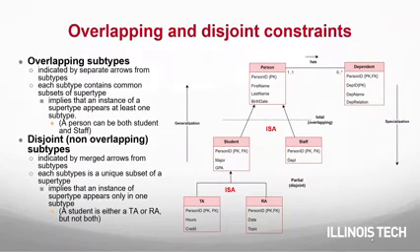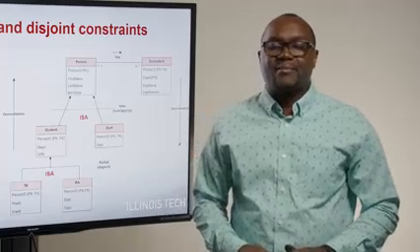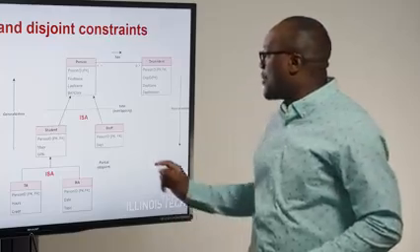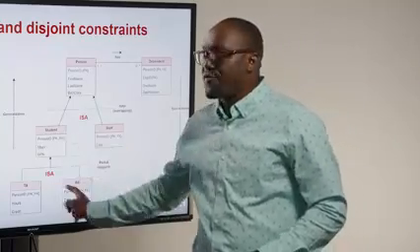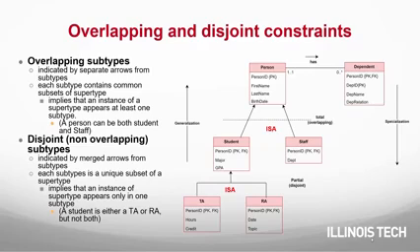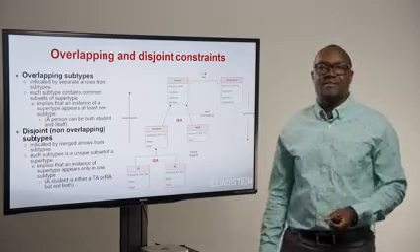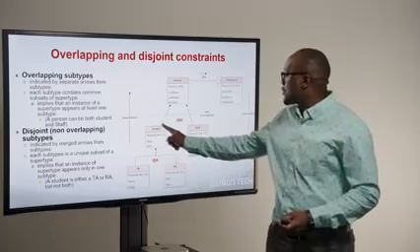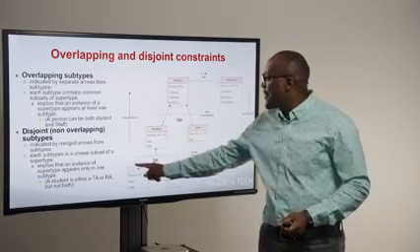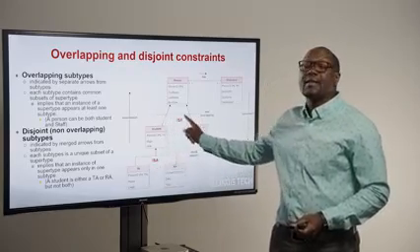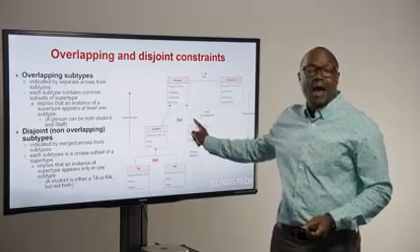Overlapping and disjoint constraint. Overlapping subtypes. When you look at the diagram, we have 1, 2, 3, 4 subtypes. Overlapping subtypes are indicated by separated arrows from subtypes. When you look at the arrows coming from our subtypes, there's this one, and then we have the merged one. The separated ones mean these are the separated arrows.